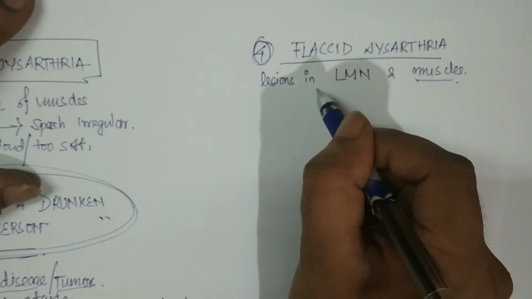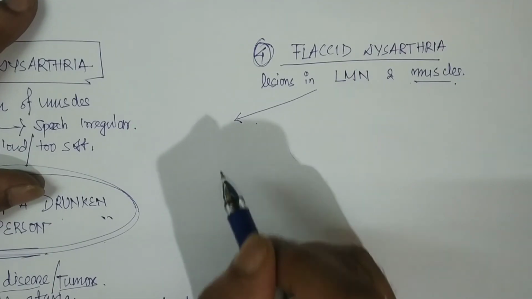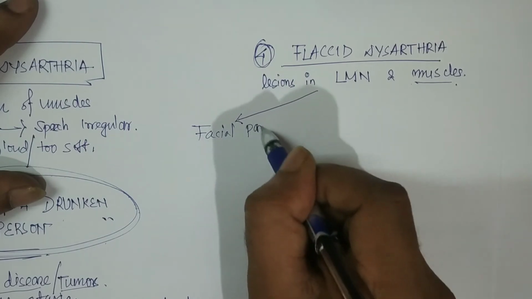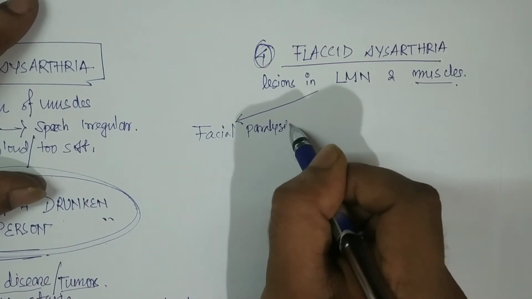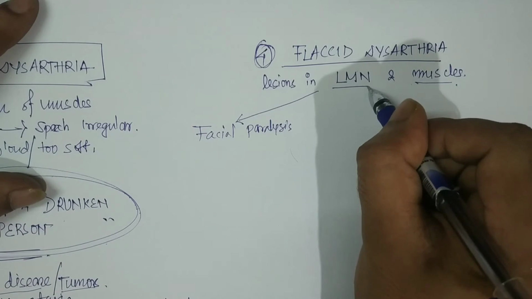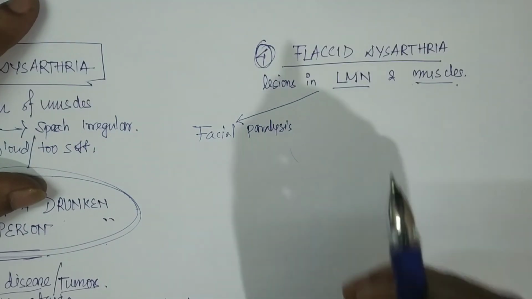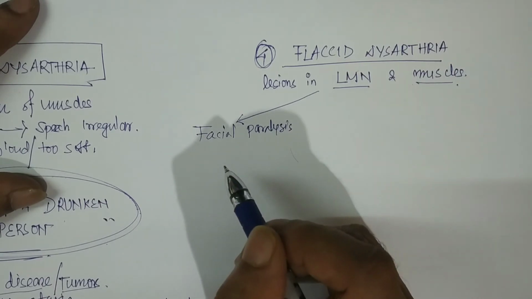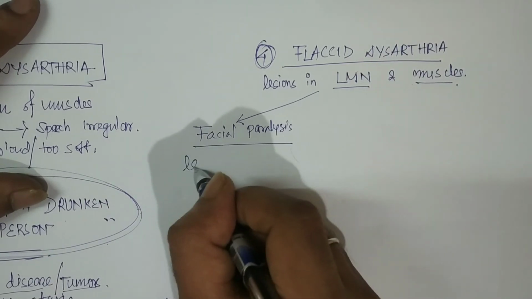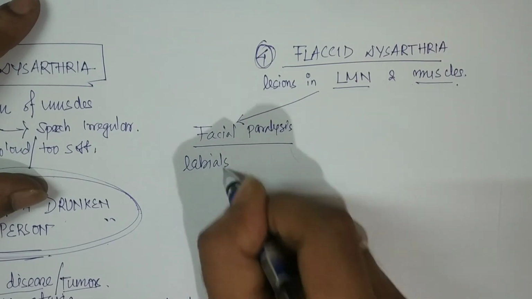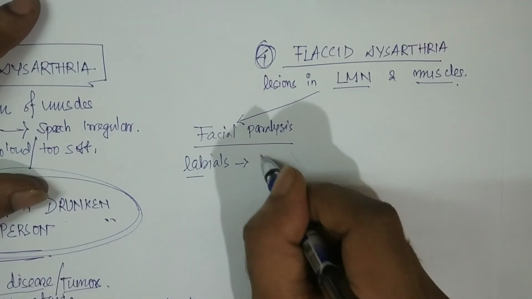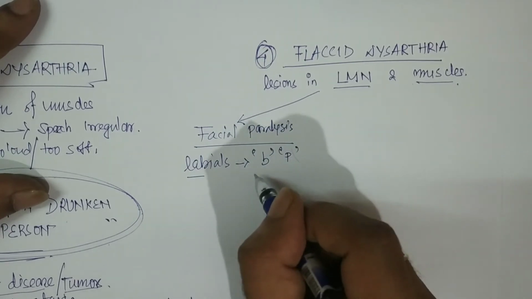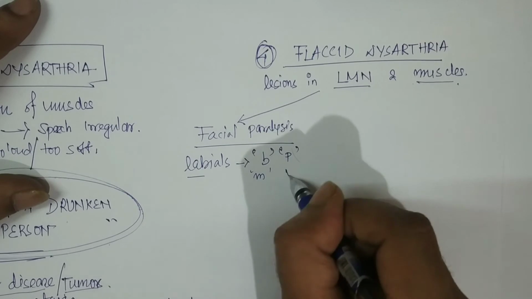Say there is facial nerve palsy. That will cause facial paralysis. Facial nerve palsy is a lower motor type of disease, lower motor type of facial nerve paralysis. So in this case, the labials will suffer. I know this is tough to remember, but the labials will suffer. What are the labials? Like B, P, M and V.